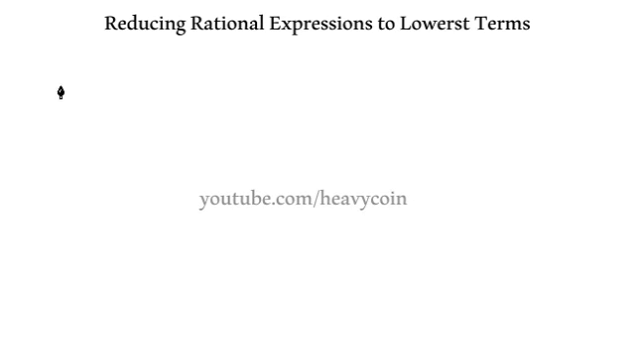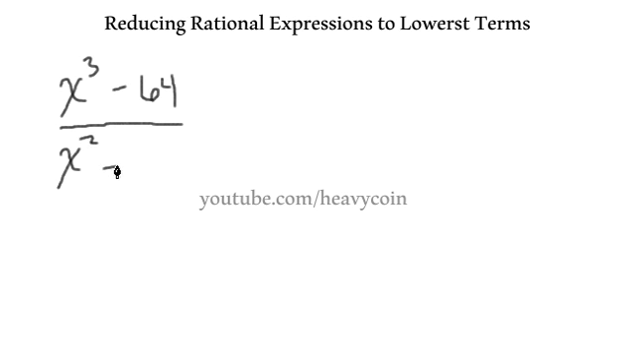Alright, we have x cubed minus 64. So when we were factoring binomials, man, that's terrible. It's really difficult to write on a tablet, and I don't mean a writing tablet. Okay. X cubed minus 64, over x squared minus 8x plus 16.